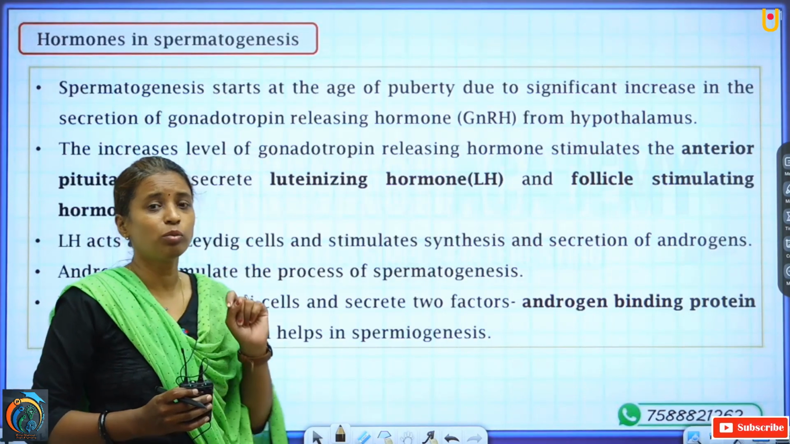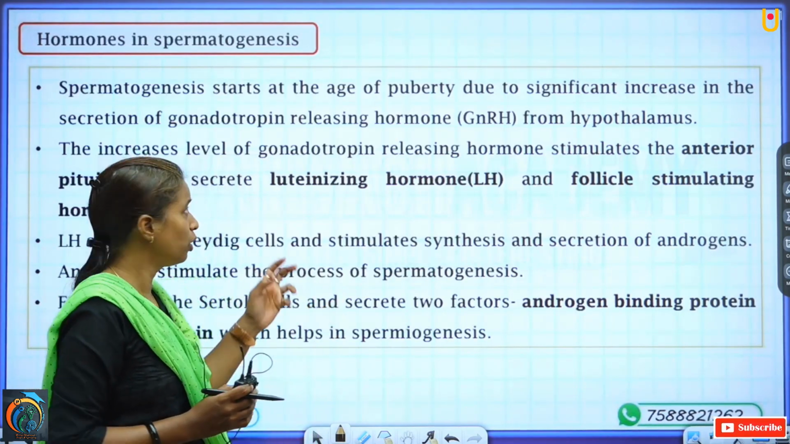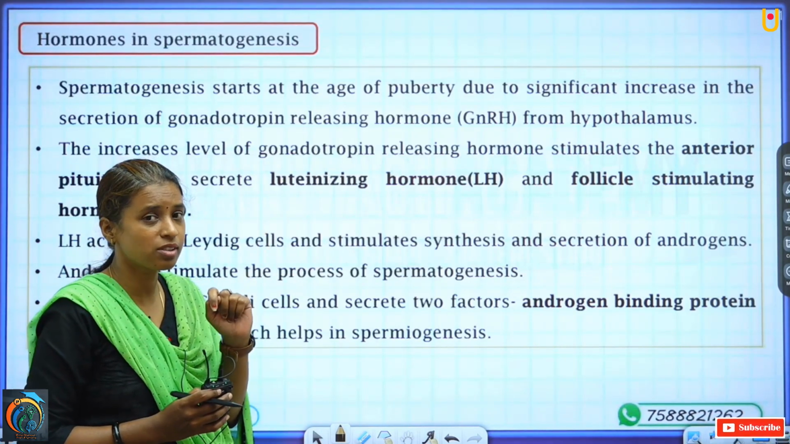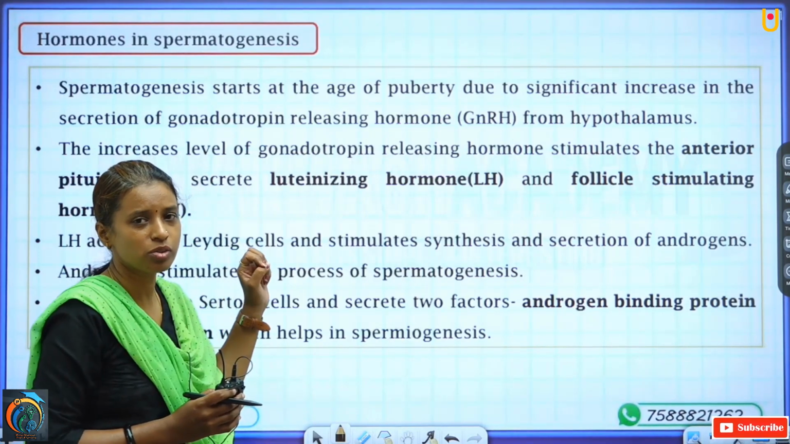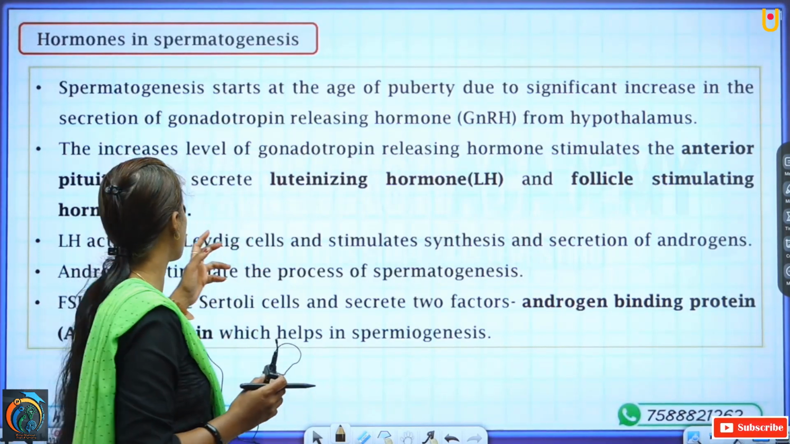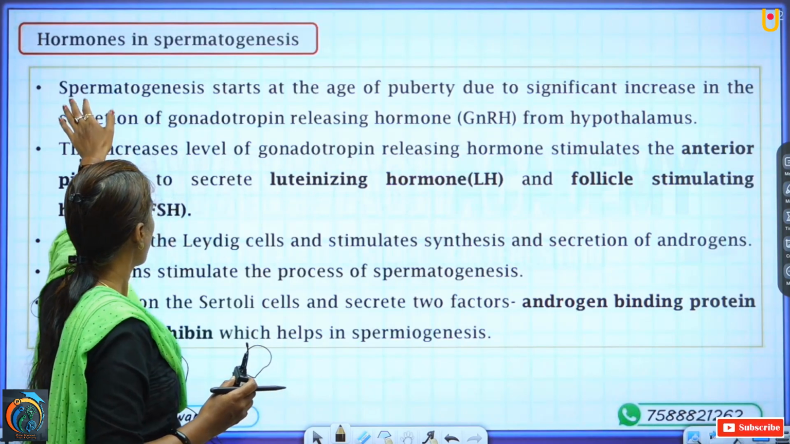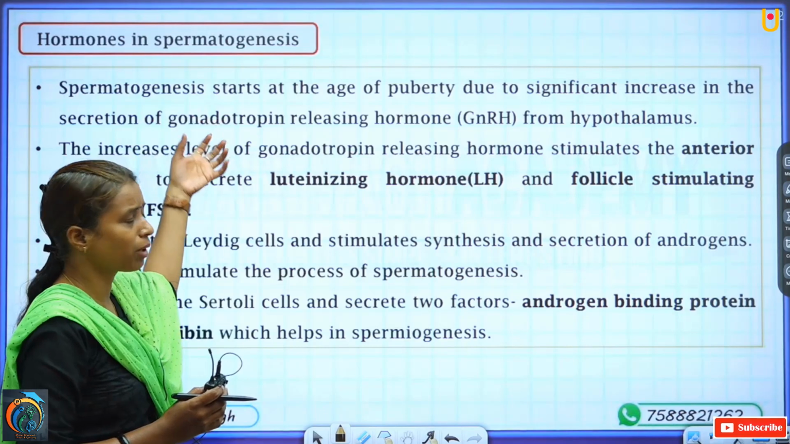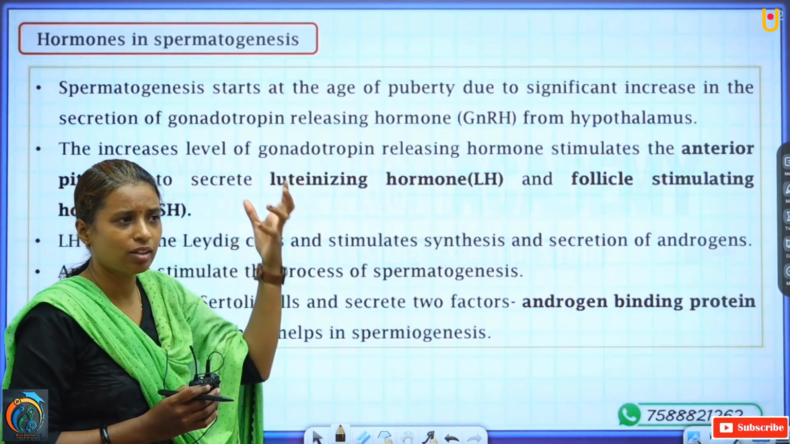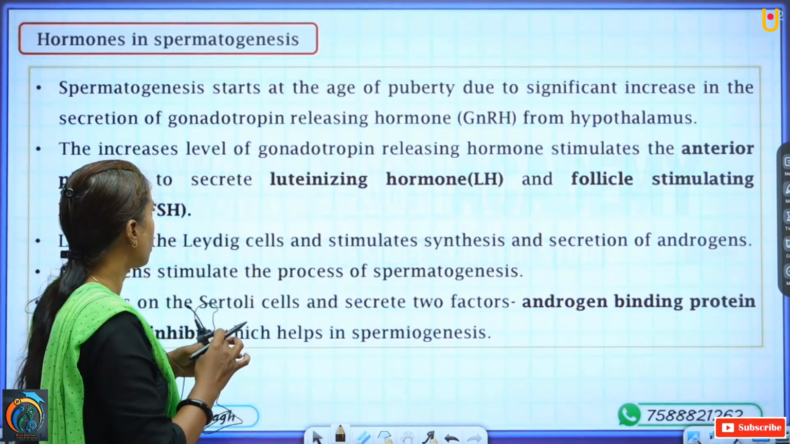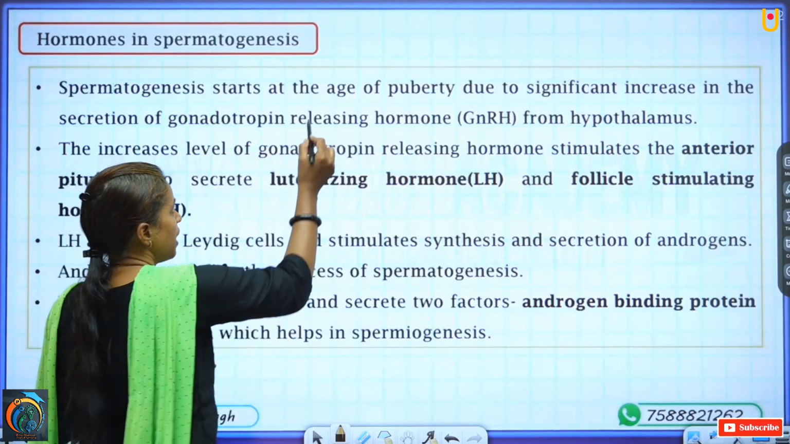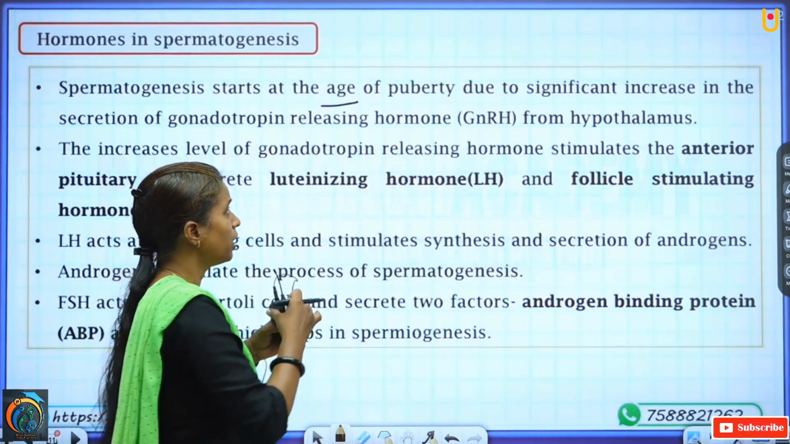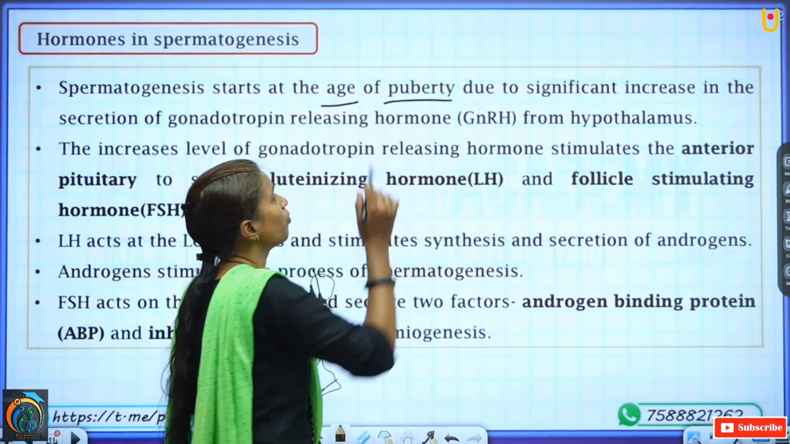Now, which hormones are supporting the process of spermatogenesis while it is going on? When that process is going on, there are some hormones which are supporting it. Which are those hormones? Spermatogenesis will start at a specific time, a specific age, and it has a medical term. It is known as puberty.